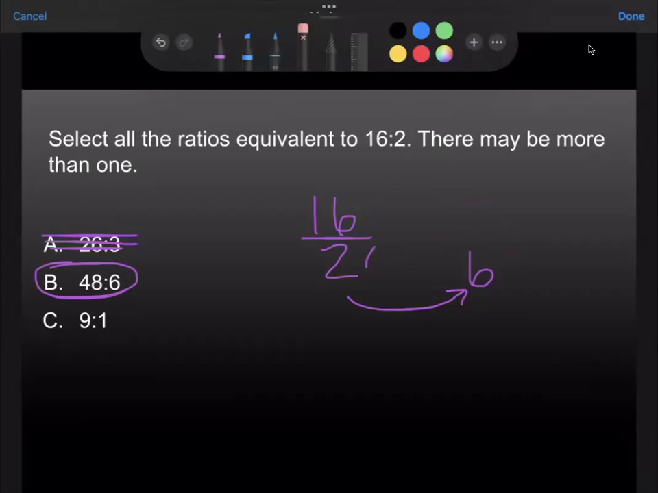And I do have to check the last one because there could be more than one option here. So I'm going to put 9 to 1 up here. Okay, again, can't really tell how to go from, well, I mean, I could do 2 divided by 2 gives me 1. That's true. I didn't even look at that. Okay, then if I do 16 divided by 2, I should end up with 8, not 9. So that means that that one is not equivalent. So the only one from this list would be 48 to 6. That is equivalent to 16 to 2.